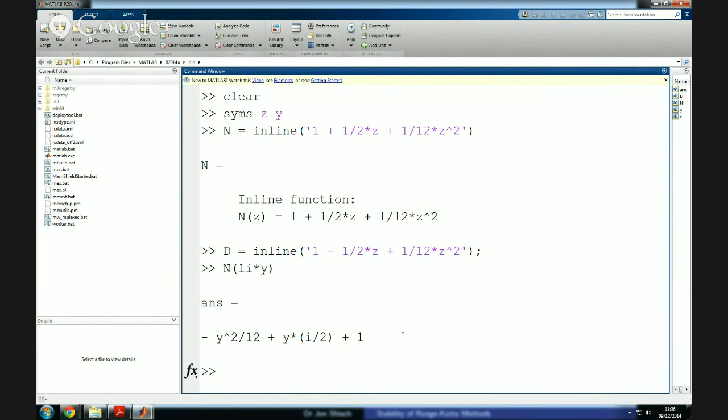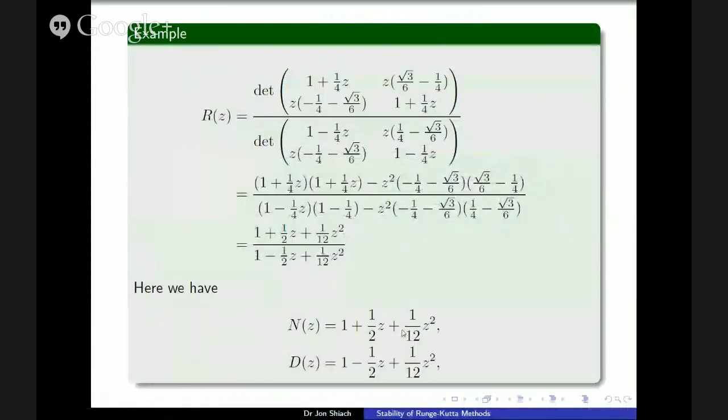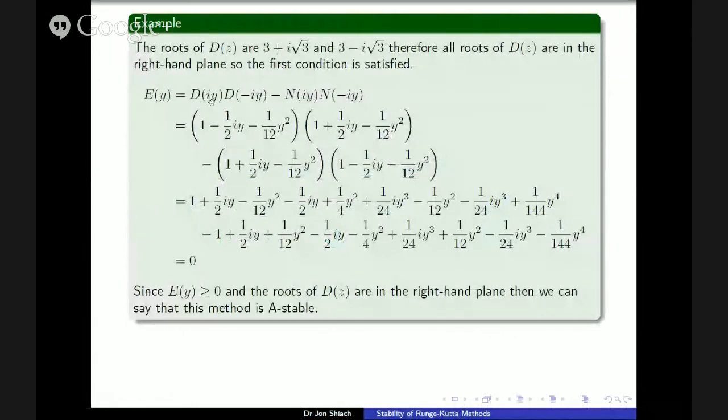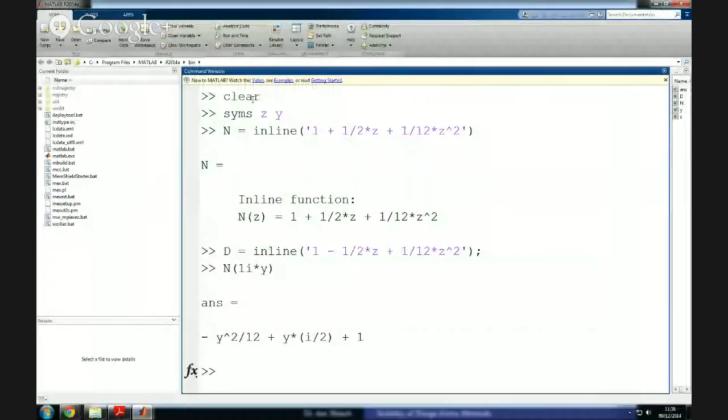So what I can do is calculate what the polynomial function EY is. Just to remind myself, it's given to you. It's DIY times D minus IY. So I'm going to say E equals D I times Y times D minus I times Y minus N I times Y times N minus I times Y. We got that right?